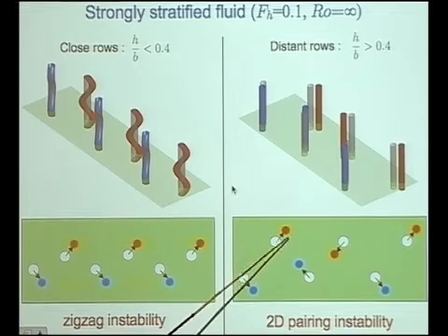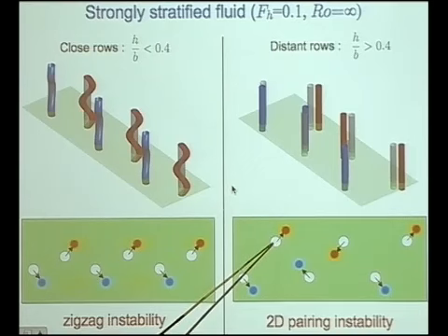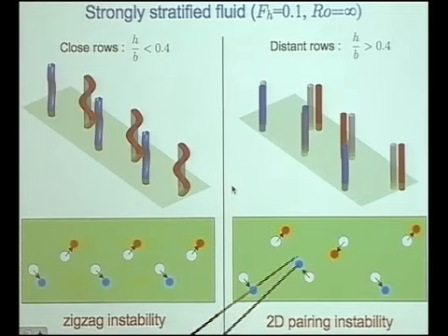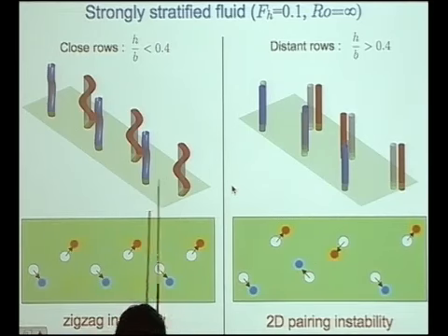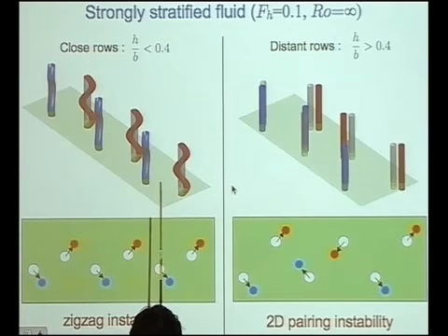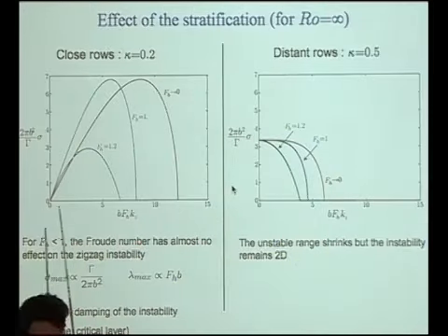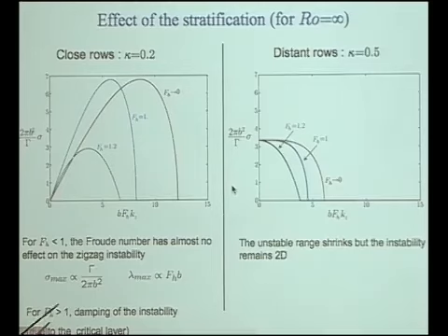In the case of distant rows, it's a two-dimensional instability, and in this case the vortices are not displaced in the same direction for a given row. For example, here this vortex is displaced in this direction, this one in this direction. So the two vortices come closer, and this is a two-dimensional pairing instability.